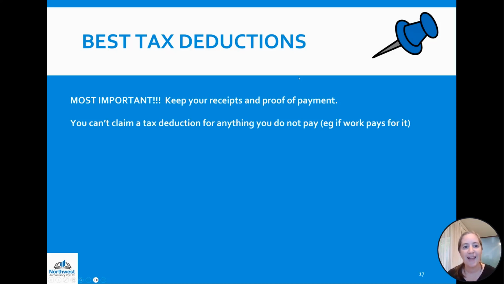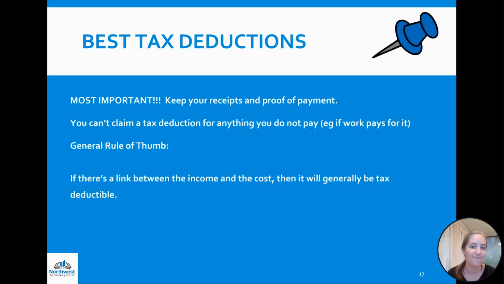Secondly, you can't claim a tax deduction if you don't pay for it. So if work pays for something, then you can't go ahead and double dip and claim for that as well. An example of that might be a laptop. So you go out, you buy a laptop, and then you get the receipt and you hand it into work and they repay you for that. They're going to claim the tax deduction, you're not able to. So just be aware that if they're claiming it, you can't.